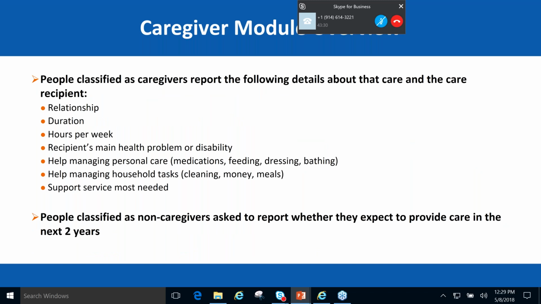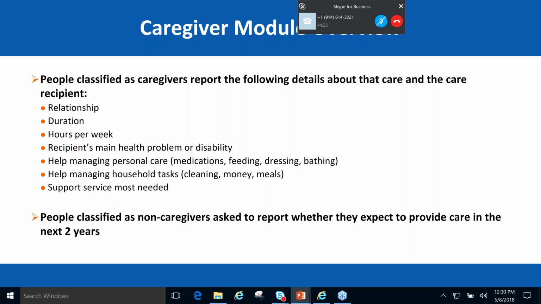I wanted to start with a brief overview of everything that is in the caregiver module, and then we'll walk through the specific items. First, there are people that we classify as caregivers, which I'll define in just a moment. Among those people who say yes, that they are caregivers, they're then asked a number of things about the kind of care that they provide, and also a little bit about the person for whom they provide that care. So we collect information about the relationship between the caregiver and care recipient, the duration, so how long the caregiver has been providing care, how many hours per week they typically provide care, what the care recipient's major health problem or disability is, and whether the caregiver provides help managing personal care, and whether or not they provide help with household tasks. And finally, we ask them to identify one support service that they most need.